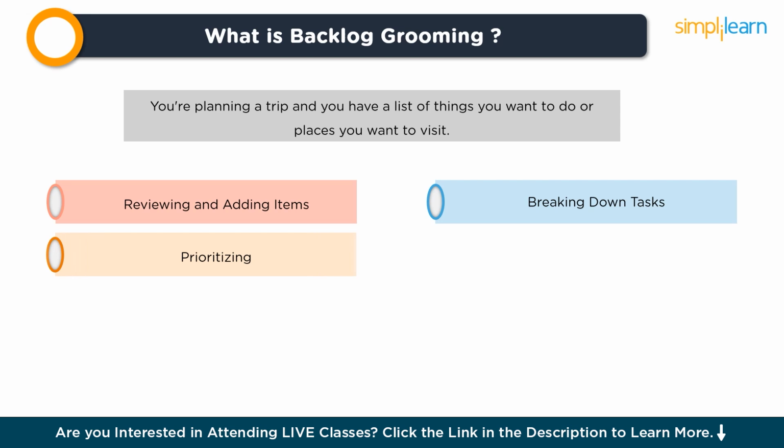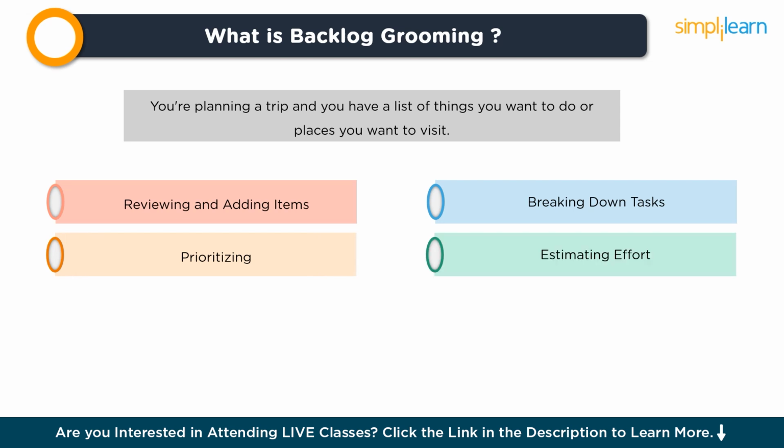Breaking down tasks. Some items on your list might be big and complex. It's easier to work on smaller, manageable tasks. In backlog grooming, you might break down big tasks into smaller ones so they can be completed more easily.